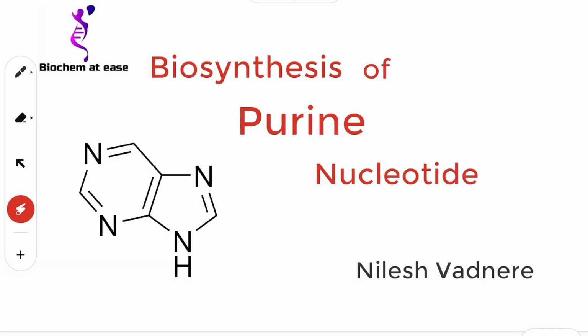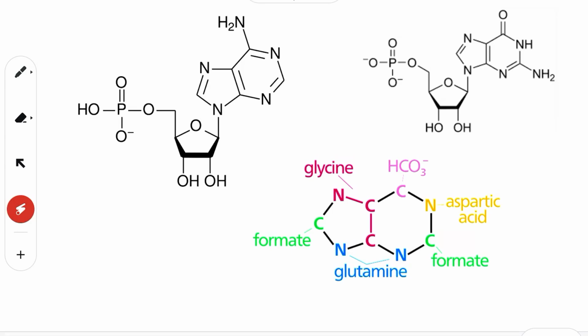Unlike pyrimidine nucleotides, the purine nucleotide ring, or purine nitrogen base ring, is assembled on ribose 5-phosphate. So phosphoribosyl pyrophosphate is the initiator of this reaction. Here you can see the structure of two important purine nucleotides. This is adenine and this is guanine. Okay, so we will see how these rings are synthesized.